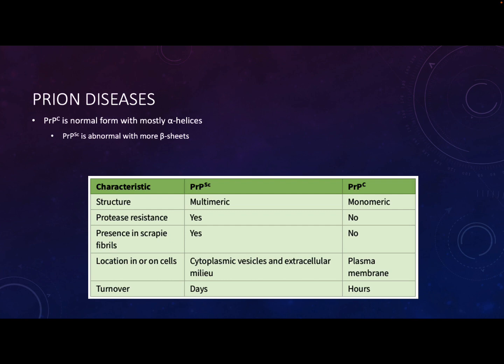There are two forms. There's a cellular form, which is denoted by the superscript C. And there's the abnormal or the prion form that is denoted by the superscript SC, for scrapie.